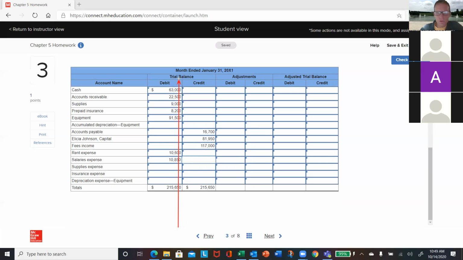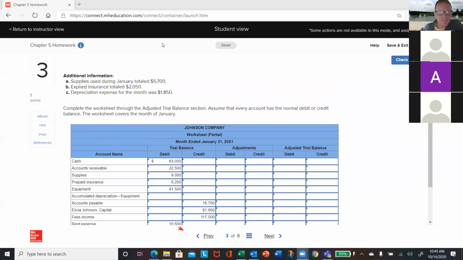So once you enter this for your trial balance, then they want you to put your adjustments into these columns. They don't actually have you do the journal entries in this problem. They're just having you input the adjustment into this column to show you how the worksheet works. Let's just show you one of them. They tell you that supplies used during January was 5,700. Well, that's your expense. That would be your adjustment. You would debit supplies expense, credit supplies. In this problem, you're not going to write out the journal entry. They just want you to put it in the appropriate debit or credit column.